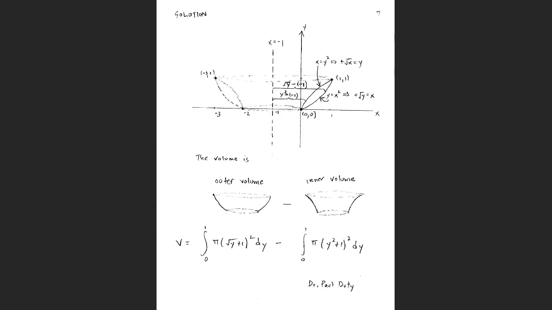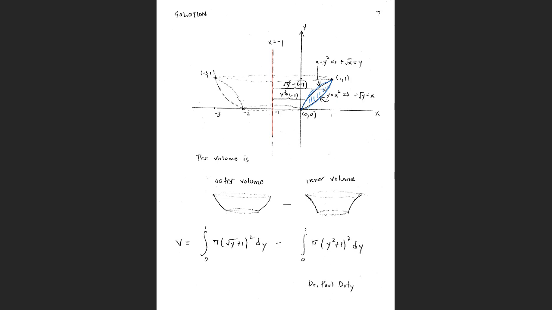Okay, so again, I draw a picture. And here's my parabola y equals x squared. Here's my parabola x equals y squared. Okay, and again, Desmos can draw that quite nicely. The intersection points are the origin and (1, 1). And this is the region I'm rotating about the vertical line x equals -1.